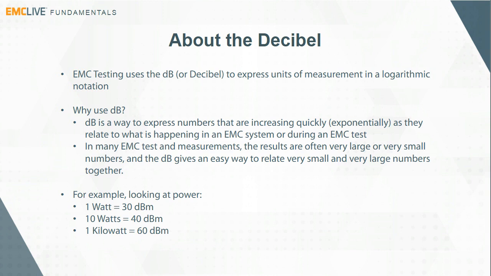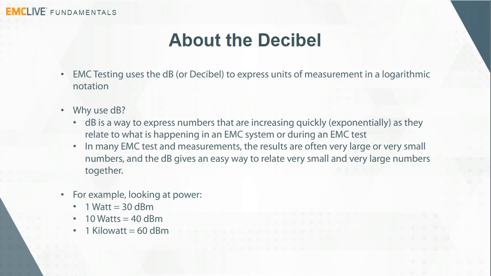We've talked about Ohm's law, we've talked about 50 ohm impedance. Now we're ready to actually discuss the math of EMC. And where we start is the decibel. EMC testing almost always uses the decibel, or dB, to express our units of measurement. And the reason for that is we need a logarithmic notation. You might ask, why do we need a logarithmic notation? Well, we use the dB as a way to express numbers that are increasing very quickly, or exponentially, as they relate to what's happening in an EMC system.